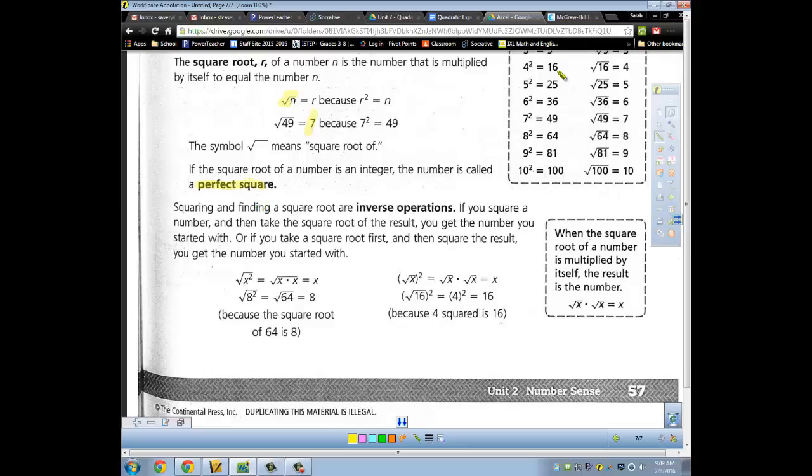And they gave you a chart over here. Part of it's cut off, but it's at the top, where it just lists your perfect squares for you. So 1 squared is 1, 2 squared 4, 3 squared 9, 4 squared 16, 5 squared 25, and it just goes down the line. So all of your whole numbers squared. And then we can easily take the square root of those and get a whole number.